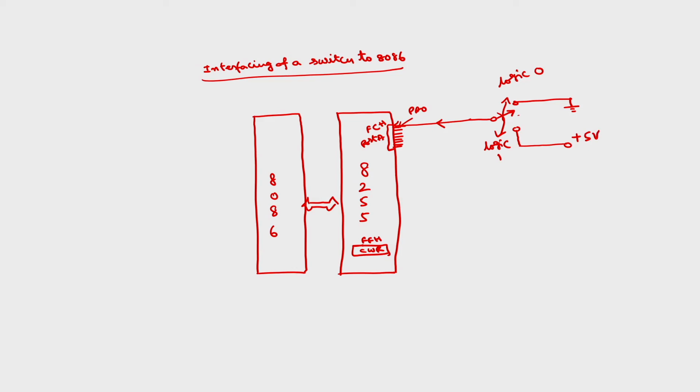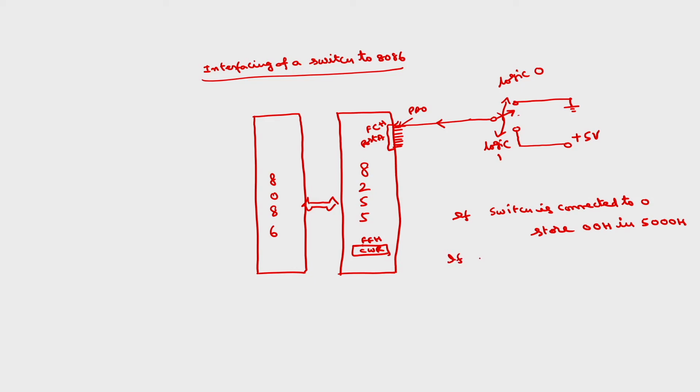Let us write a program. This is simple interfacing. Let us write a program such that if the switch is connected to logic 0, you do some operation, and if the switch is connected to logic 1, you do some other operation. Let us assume that if the switch is connected to logic 0, store 00H in the data segment pointed by 5000H offset.